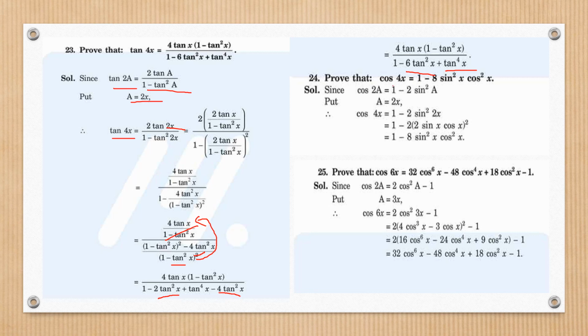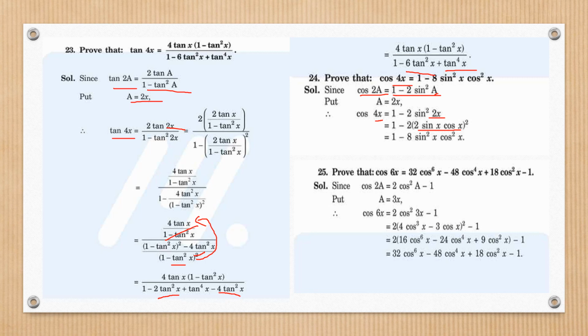Number 24 is again writing cos 4x as cos 2A. Because it is of the form 1 minus something, we will convert using 1 minus 2 sin square A. Here the angle is 2A, and there the angle is A, so for 4x it will be 2x. So sin square 2x is sin 2x whole square. The formula for sin 2x is 2 sin x cos x, whole square. Now open it, you will get 2 into 4 is 8 sin square x cos square x.